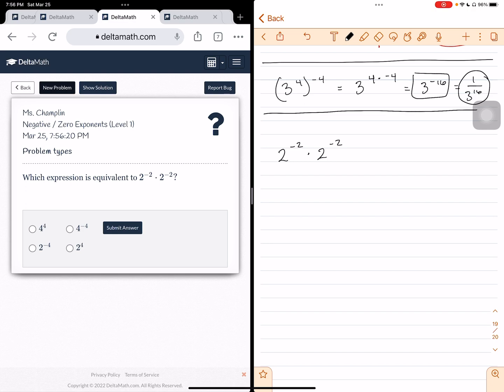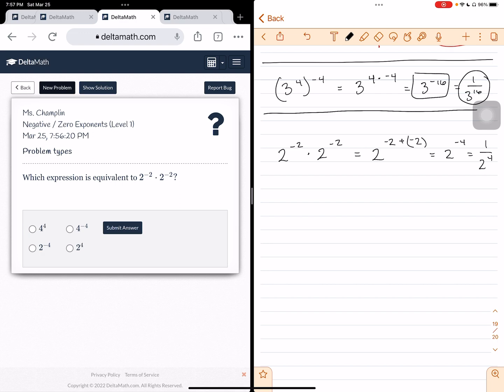This is killing me. All right, so what you would do here is product rule. This would be 2 to the negative 2 plus negative 2. Okay? This would end up being 2 to the negative 4th power, or 1 over 2 to the 4th power.